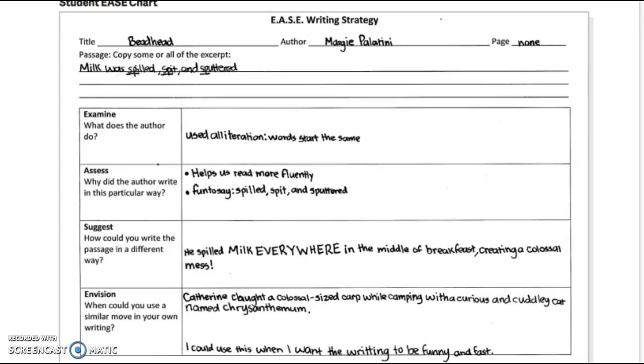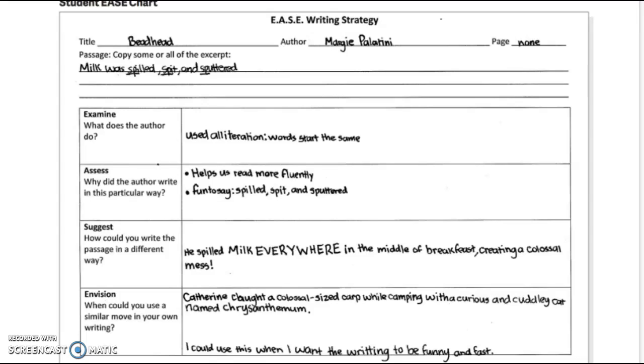Suggest is how could you write the passage in a different way? So for suggest, this is a way for the students to be more creative. And this student said, he spilled milk everywhere in the middle of breakfast, creating a colossal mess. And lastly, envision, when could you use a similar move in your own writing? And they said, Catherine caught a colossal-sized carp while camping with a curious and cuddly cat named Chrysanthemum. I could use this when I want the writing to be funny and fast.